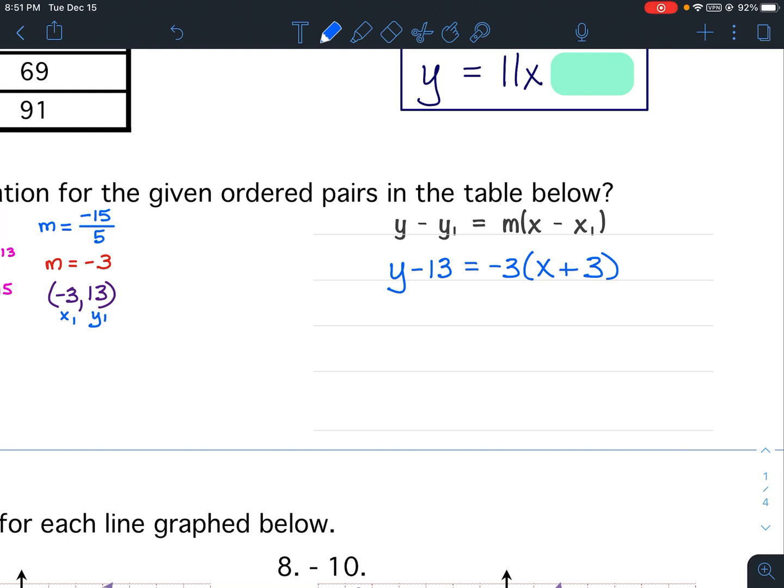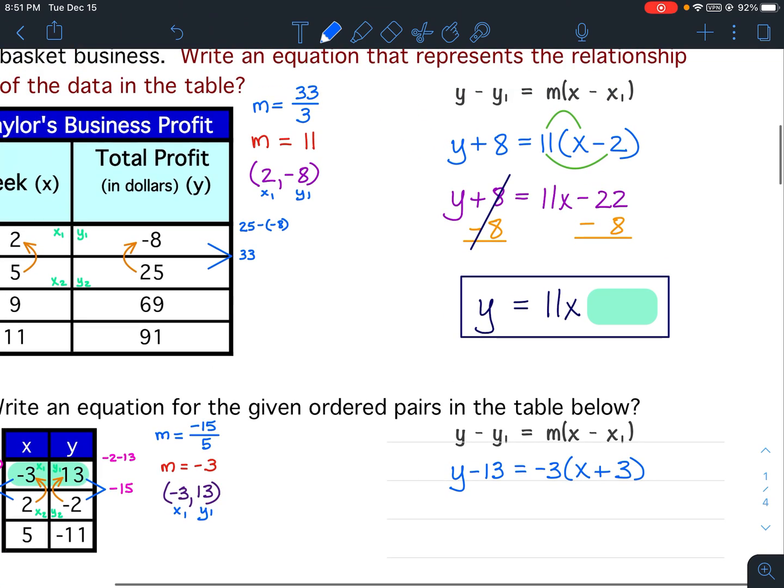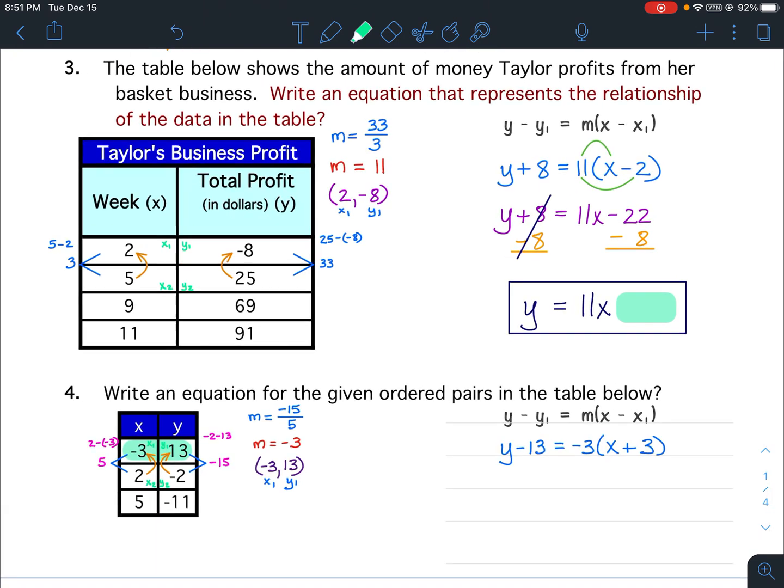And that's all the farther I'm going to help you. You're going to do the rest on your own, but you do it the exact same way we did this problem up here. You do the distributive property first. Once you do the distributive property, you isolate y by taking the 13 to the other side. So that's all I'm going to help you with on number 4. If you have any questions for 3 and 4, please do not hesitate to ask.